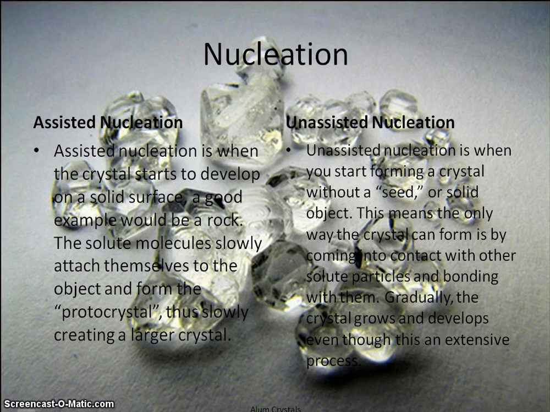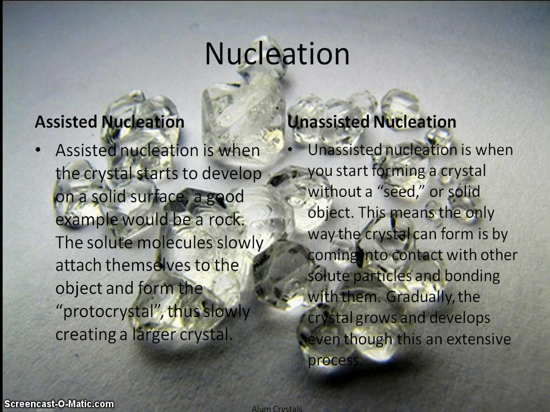So the second type of nucleation is unassisted nucleation. Unassisted nucleation is when you start forming the crystal without a seed or a solid object. This process will take longer to grow. And I'll explain a little bit more about seeding a crystal later on in the podcast.